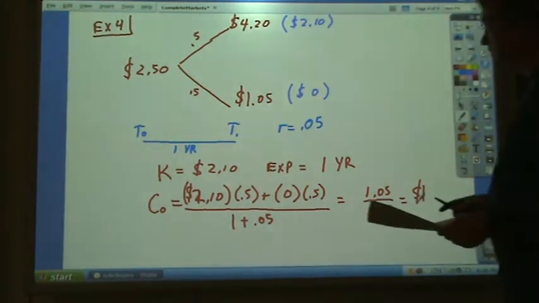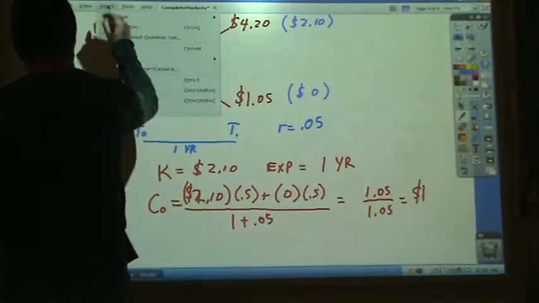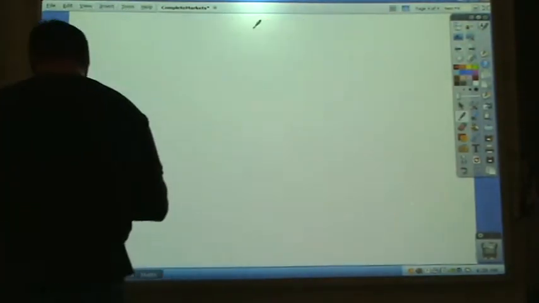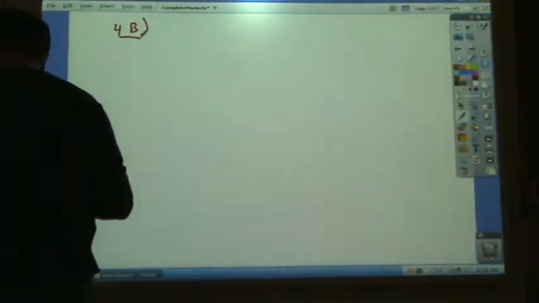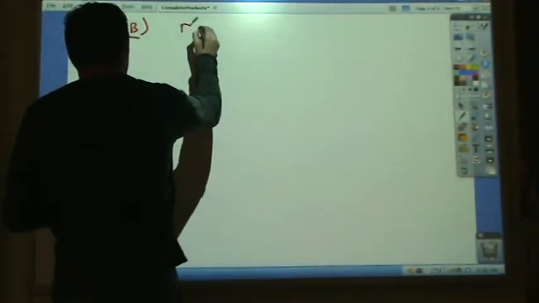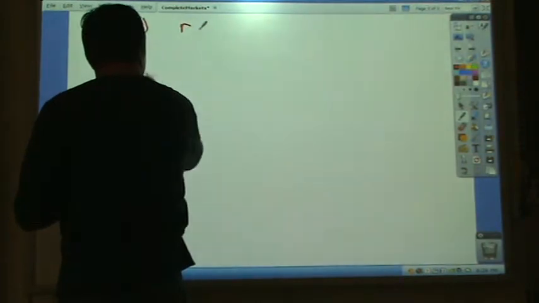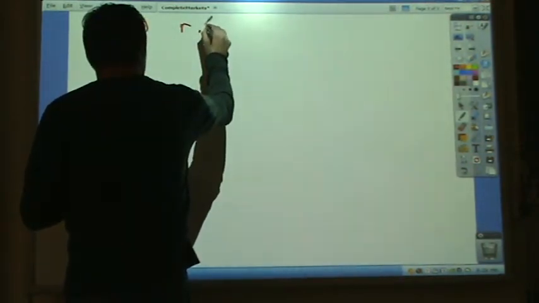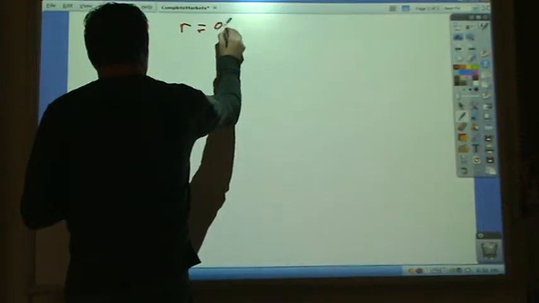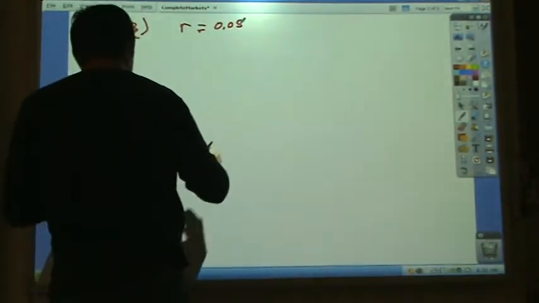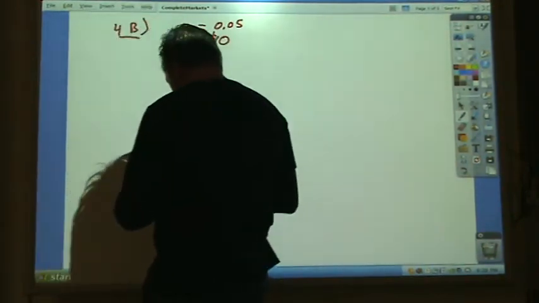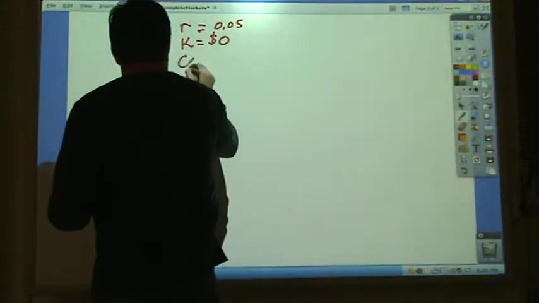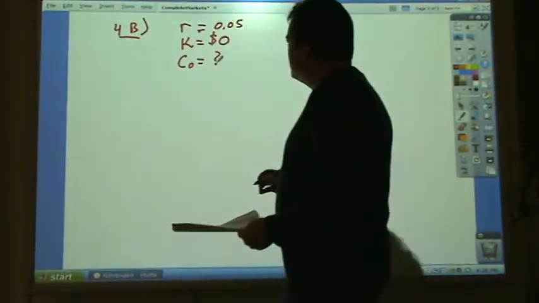Okay, now staying with this example, let's see, 4B. Okay, suppose the interest rate is 0.05 and K equals 0, the strike price is $0, what would the price of the option be now?